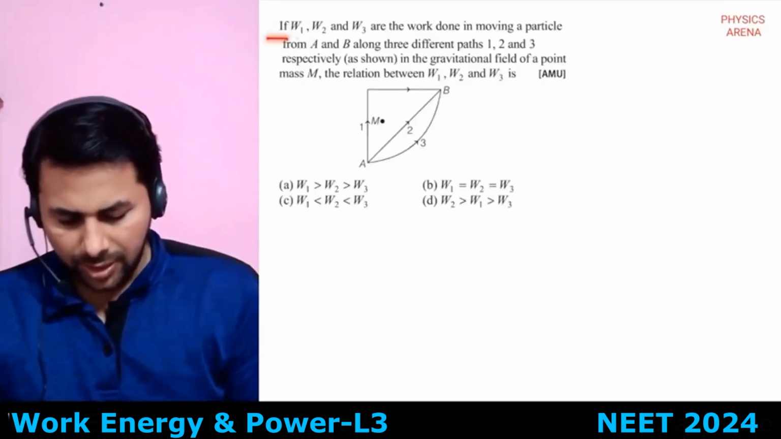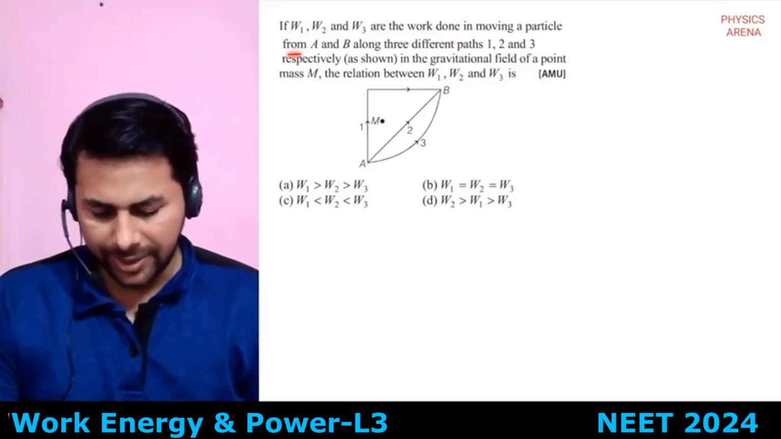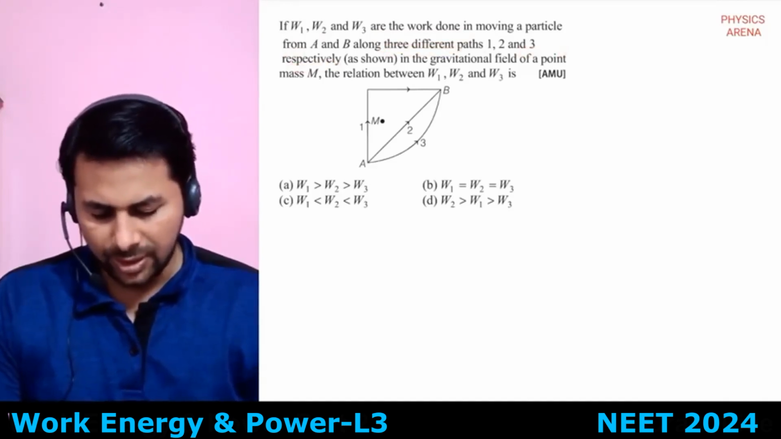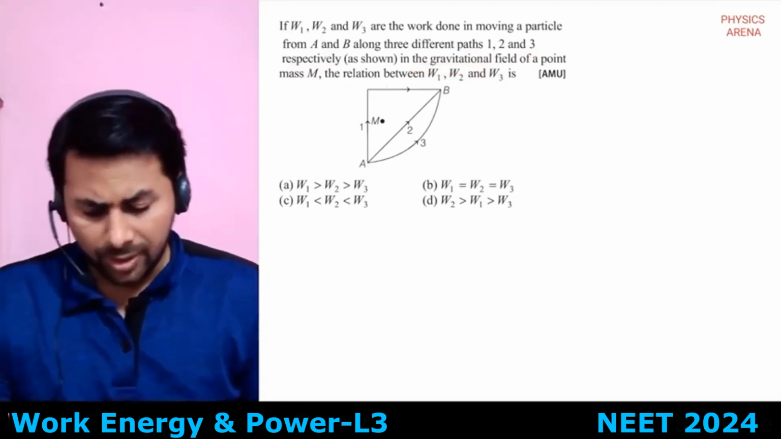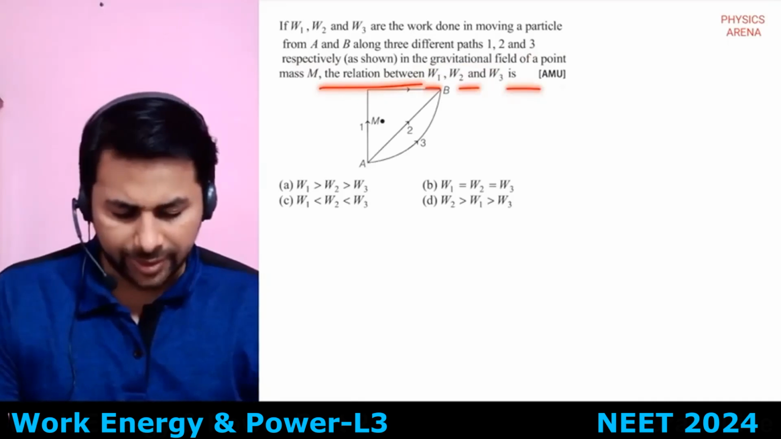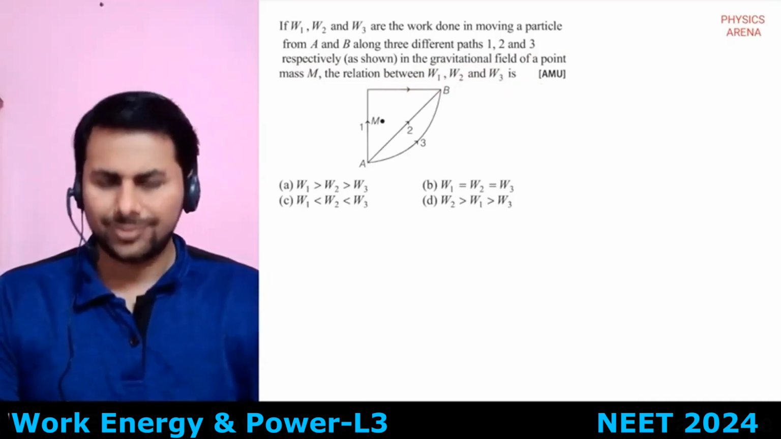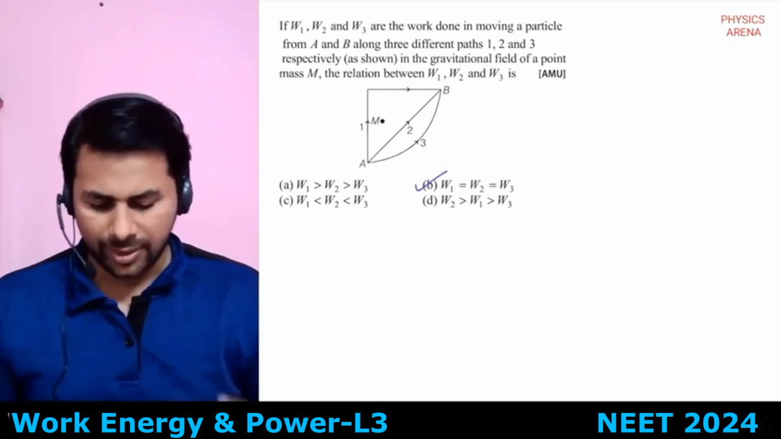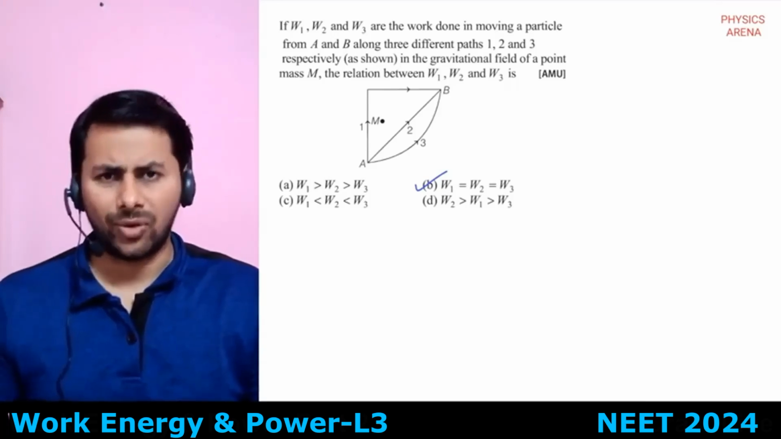Next question. If W1, W2, W3 are the work done in moving a particle from A to B along three different paths, 1, 2, and 3 respectively, as shown in the gravitational field of a point mass m, then the relation between W1, W2, and W3 is, tell me. It's option B, because gravitational force is a conservative force and work done against a conservative force does not depend on the path followed.